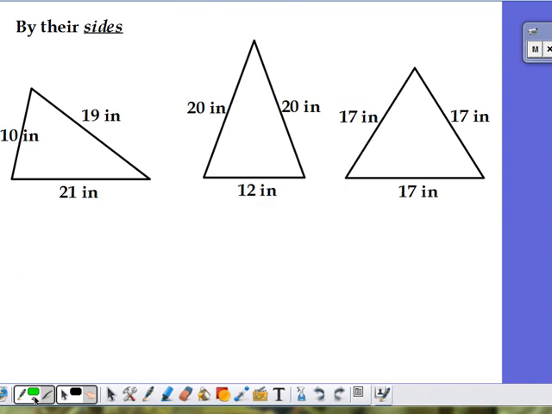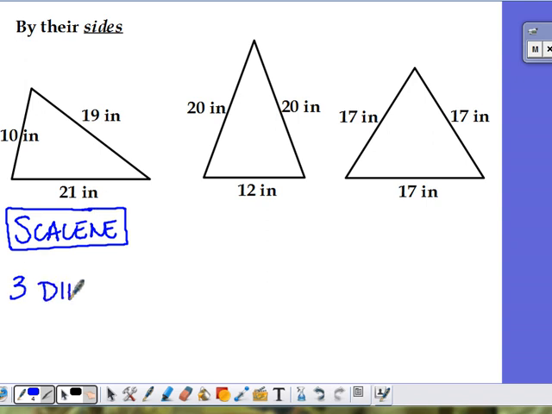So now we're just looking at the sides. I don't care what the angles are. So the first type is called scalene. A scalene triangle has three different sides. Okay, three different sides would be scalene. It doesn't matter what those three sides are, as long as all three are different, it's a scalene triangle.